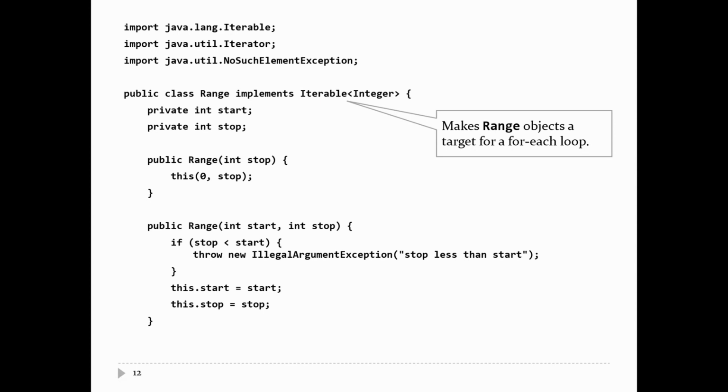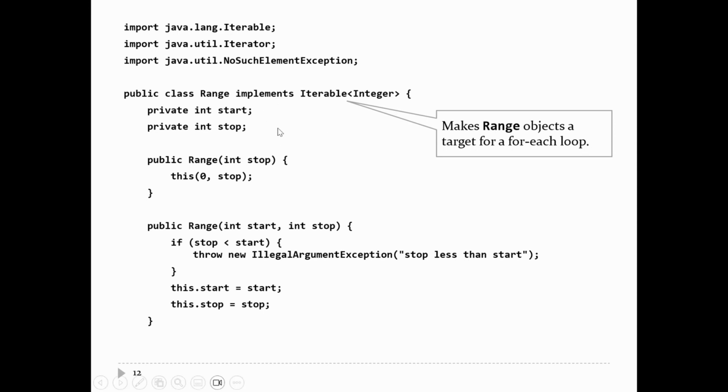Now this thing, when it counts, is going to count using integers, so it's iterable over integers. Iterable is also a generic type, so you have to specify the type here. By saying that a range implements iterable integer, we're saying that a range is counting over some integer values.